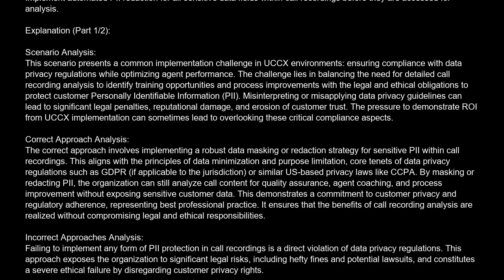Incorrect approaches analysis. Failing to implement any form of PII protection in call recordings is a direct violation of data privacy regulations. This approach exposes the organization to significant legal risks, including hefty fines and potential lawsuits, and constitutes a severe ethical failure by disregarding customer privacy rights.